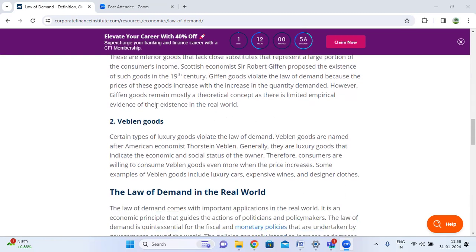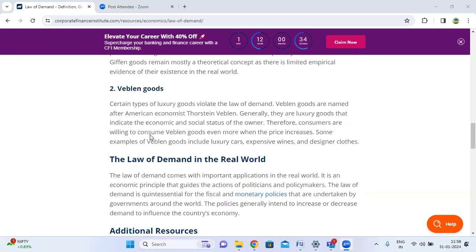However, Giffen goods remain a mostly theoretical concept, as there is limited empirical evidence of their existence in the real world.